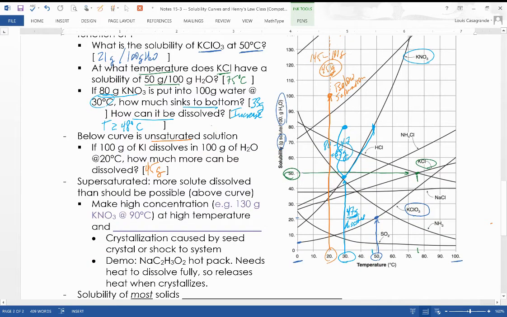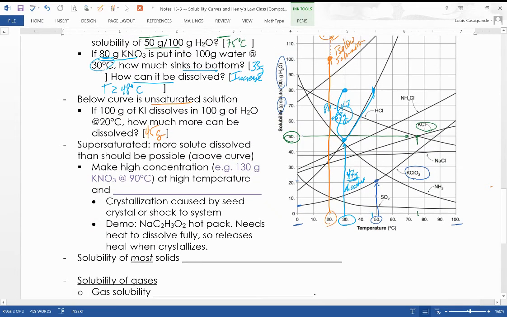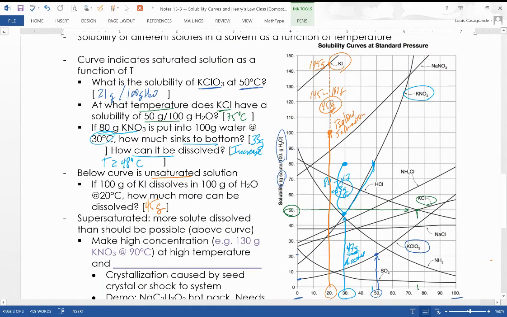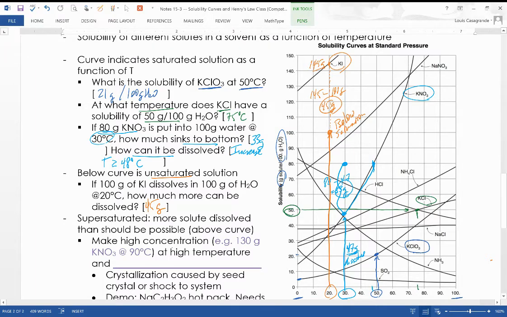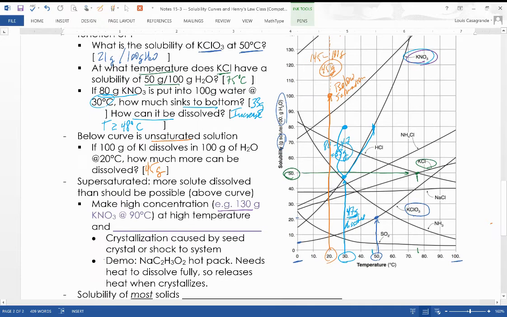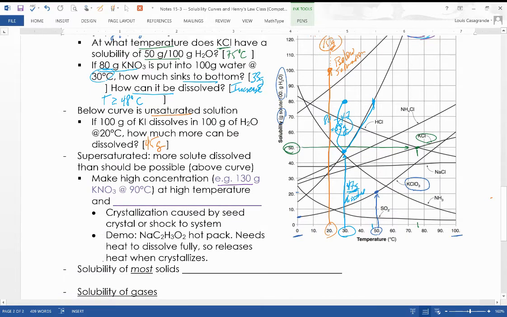Now, how about that special supersaturated solution? How can I make a supersaturated solution? How am I going to indicate that on this curve? So to make the supersaturated solution, let's say that I want to have 130 grams of KNO3. So we're going to go back to our KNO3 again. And I want 130 grams of KNO3 to be, oh, I don't have it here, do I?